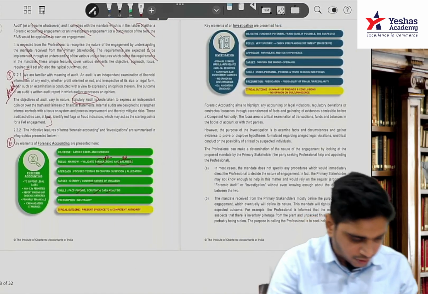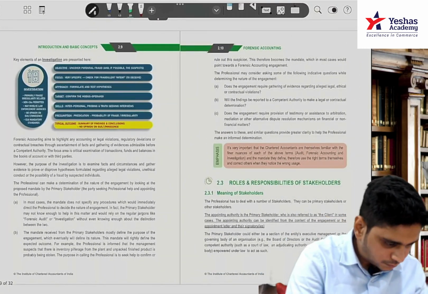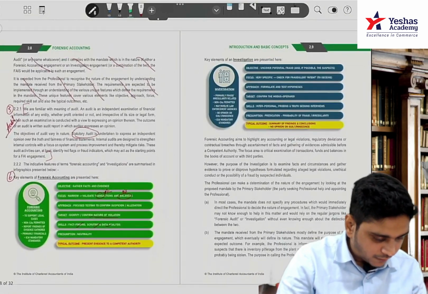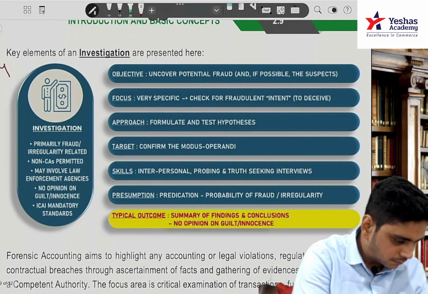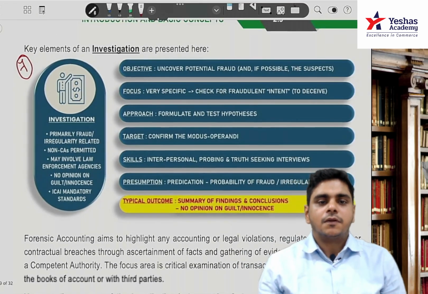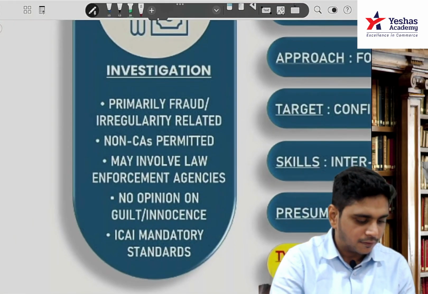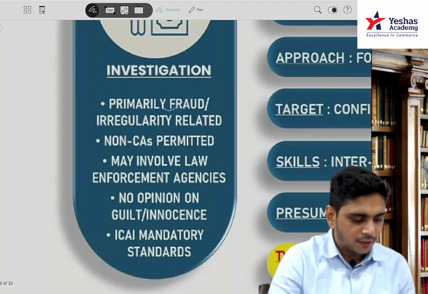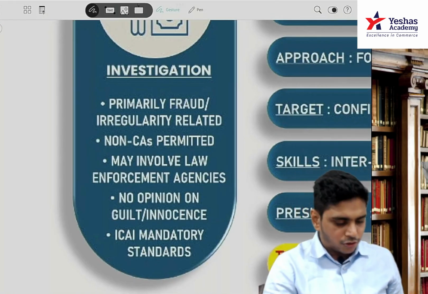Now investigation. So 5, 6, this becomes my seventh answer. Sir, investigation. The key elements of investigation are here. It is primarily that you have to check frauds or any related irregularity. Here also non-CAs are permitted.